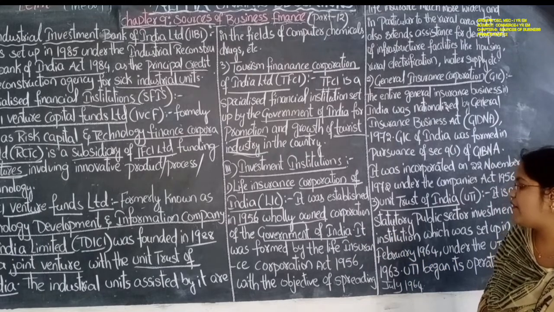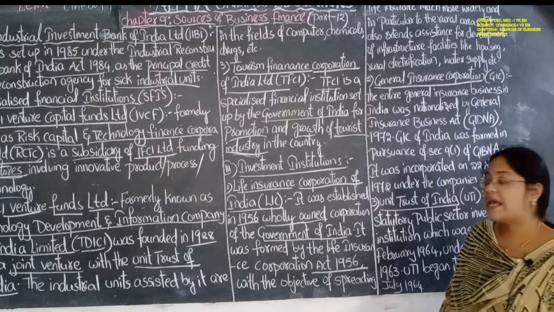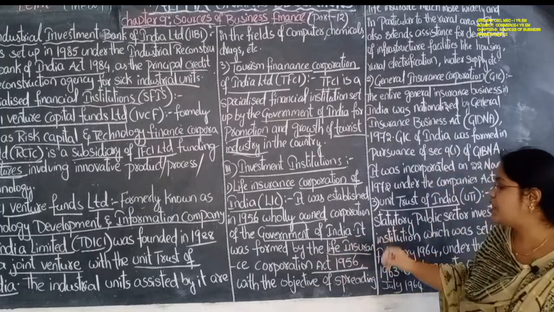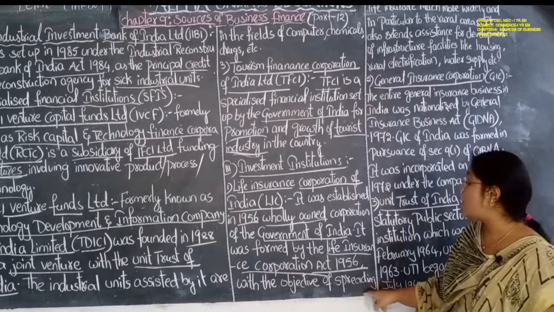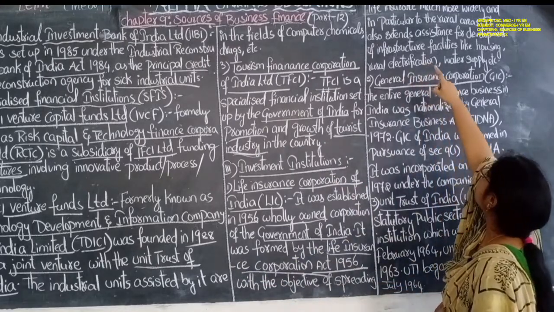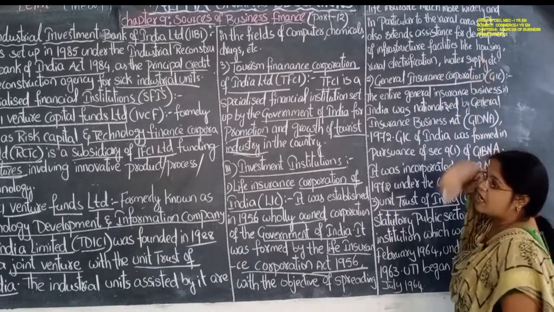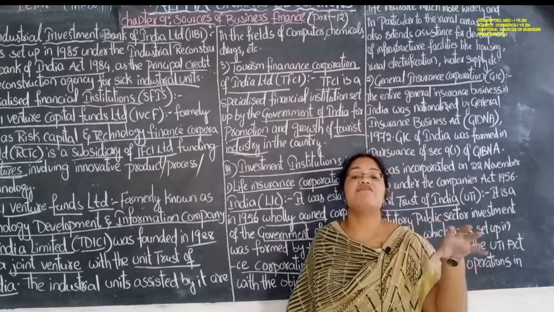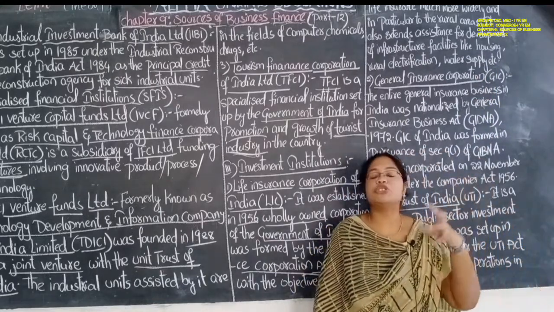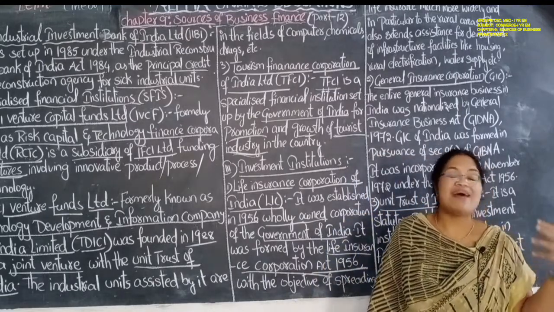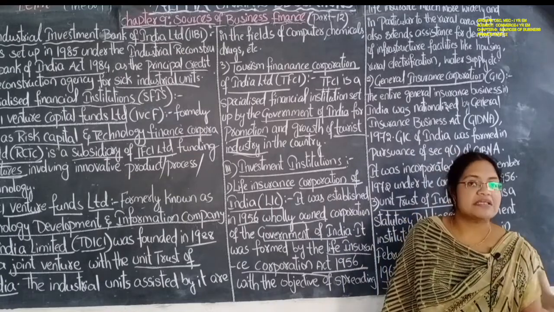It was formed by the Life Insurance Corporation of India Act 1956, with the objective of spreading life insurance much more widely and in particular to the rural areas. In order to spread life insurance, it mainly targeted rural areas, because rural people don't have much knowledge about securing their life from the uncertain risks which arise in life.